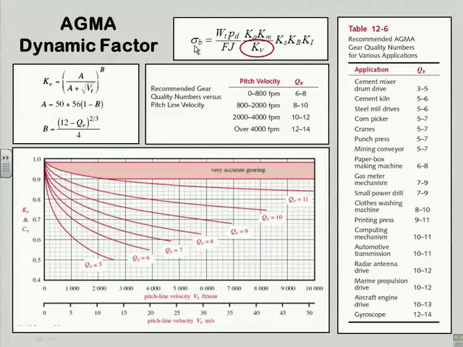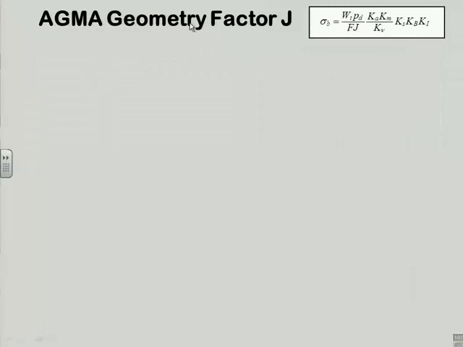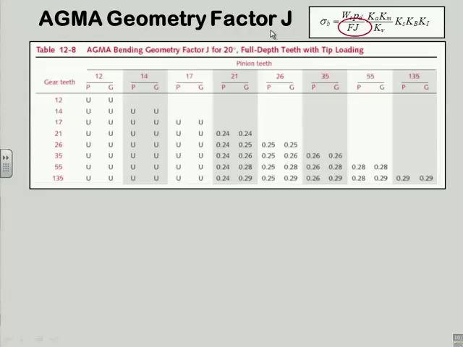So if I have a small velocity factor due to the low quality, then I'll have an apparently higher stress to compare to my strength. Here's the geometry factor J. Remember, this grew out of Lewis's form factor, but has more stuff in it.